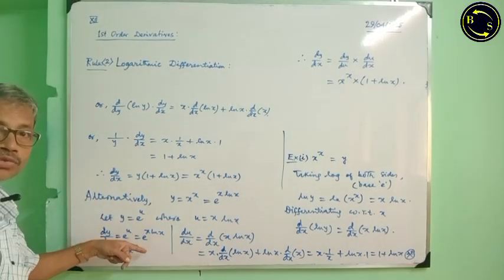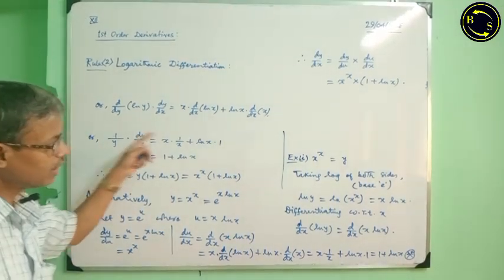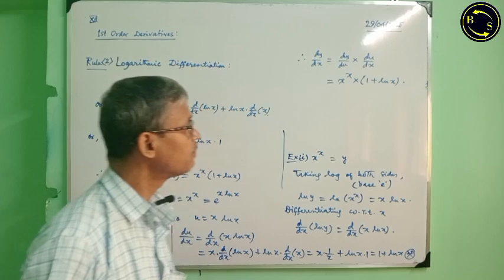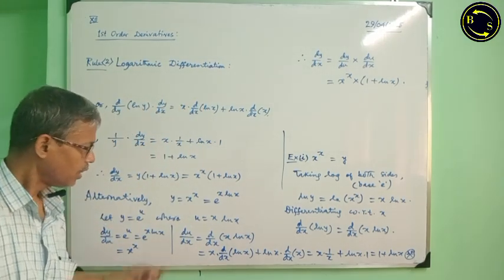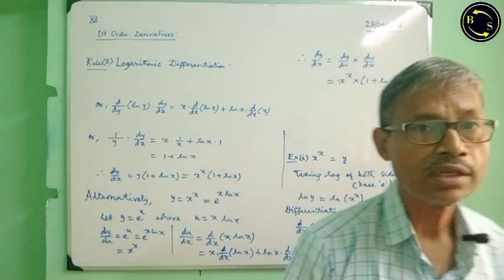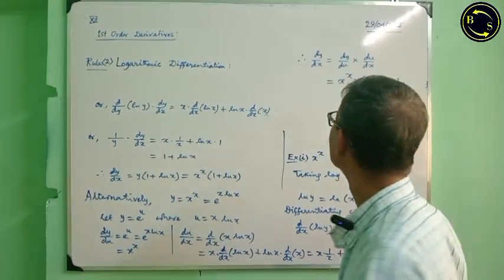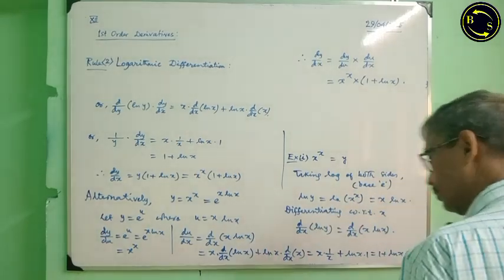Here I have used function of function form, and here logarithmic differentiation. In case of very short form, not complicated, we can use this method also. Next example.